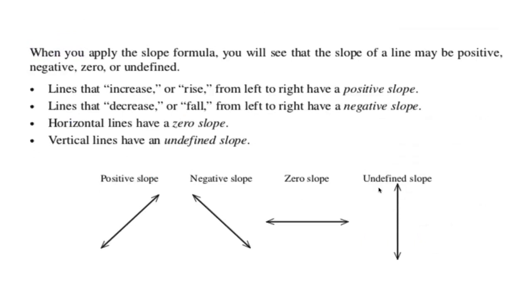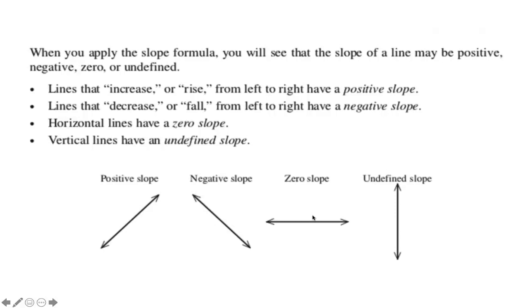Okay, so when you apply the slope formula, a slope can be positive, negative, 0, or undefined. So let's look at some cases. If the slope is positive, that means the line is going this way. In other words, as I go from left to right, I'm going uphill. And if the slope is negative, then as I go from left to right, I'm going downhill. So that's a negative slope.